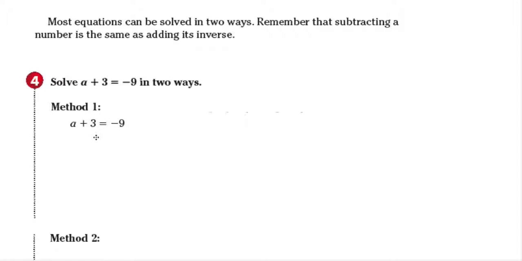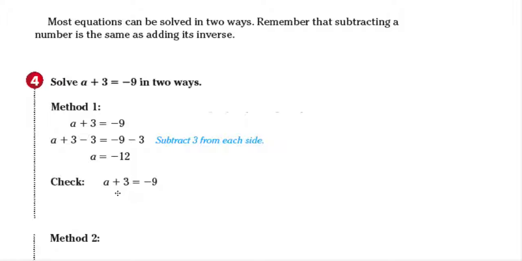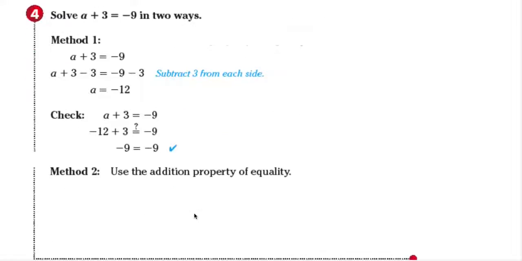Let's take a look at method 1. A plus 3 equals negative 9. We subtract 3 to both sides according to the subtraction property of equality, and we end up with a equals negative 12. Again, checking our answer, very simple. Plug in negative 12 to a and see if it makes sense. Yes, it does.